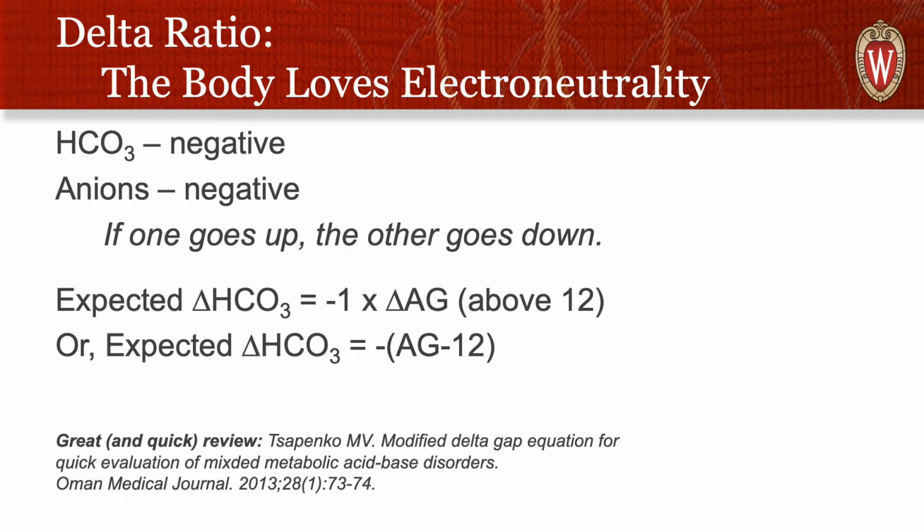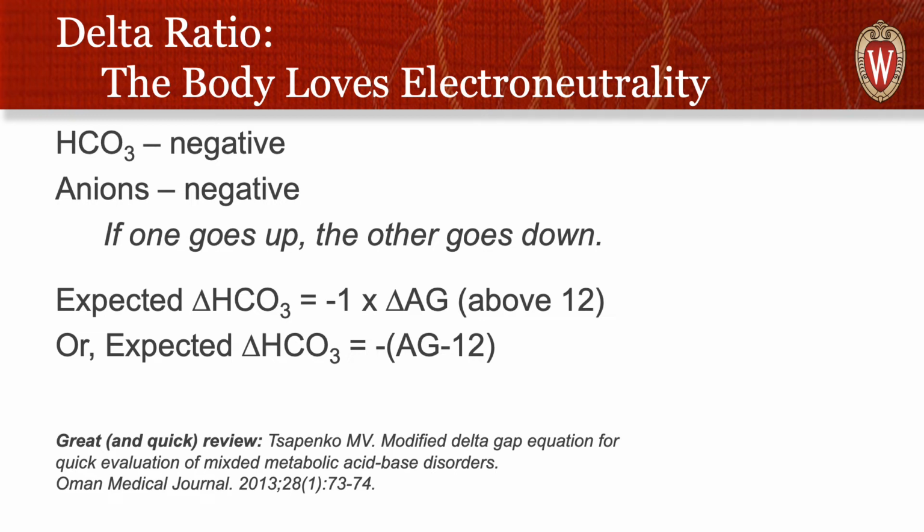The compensation ratio for changes in anion gap is fairly straightforward. The expected change in bicarb equals the change in anion gap above 12, but in the opposite direction, so it's -1. So if your anion gap is 18, that's 6 above 12, and your expected change in bicarb is -6.